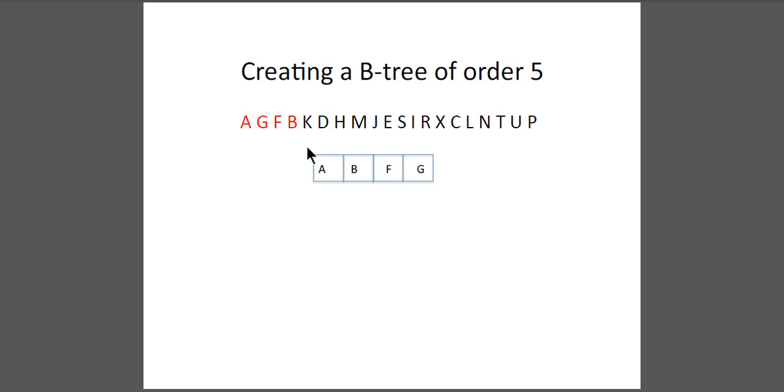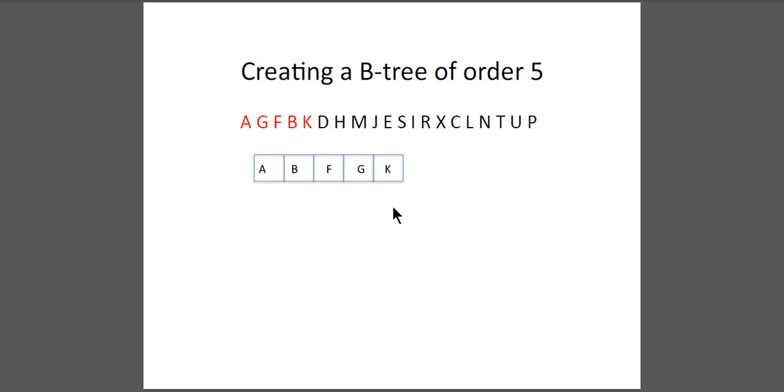Now the next value is K. Can you place K here? Can you insert K in the first node? If you insert K here, then it will contain 5 values, and the order of the tree is 5. It can contain maximum 4 values in a node, so you cannot place K here. If you place K here, 5 values will be there, so it will violate the property of the B tree. Hence you need to split it.